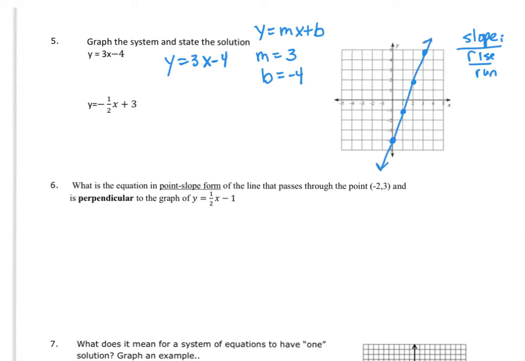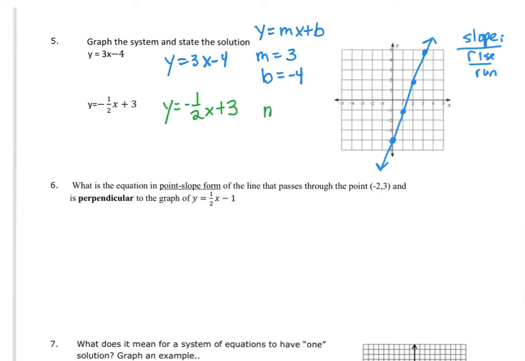I don't have a straight edge, so I'm doing my best here. That's the line for that first equation. Now I'm going to take a look at my second equation. Let's see if I can get a different color here. You have y equals negative 1/2 x plus 3.